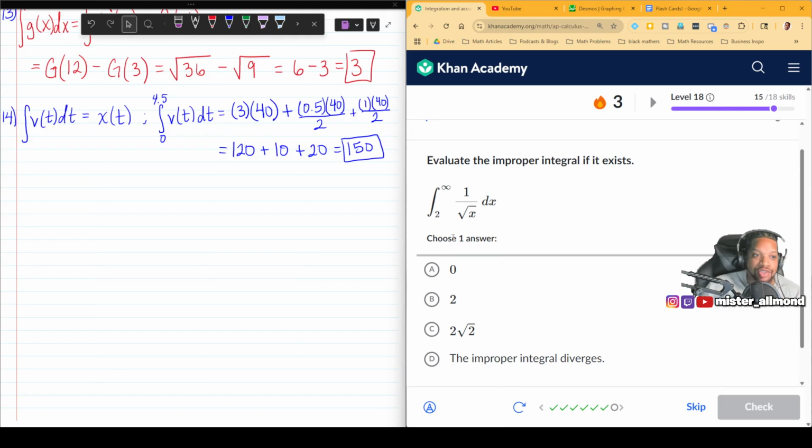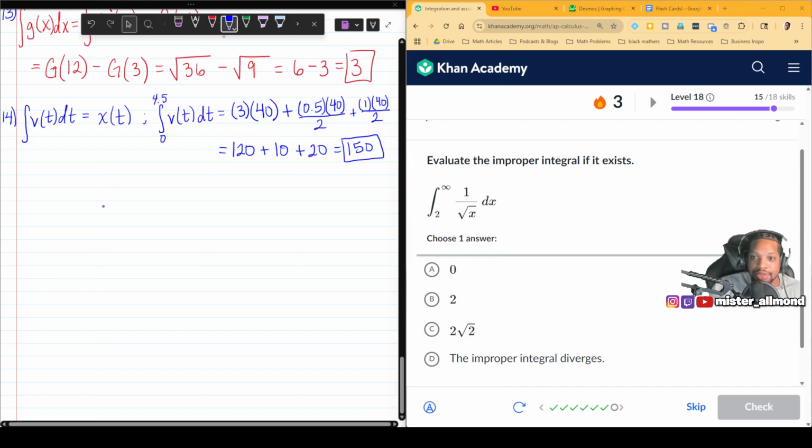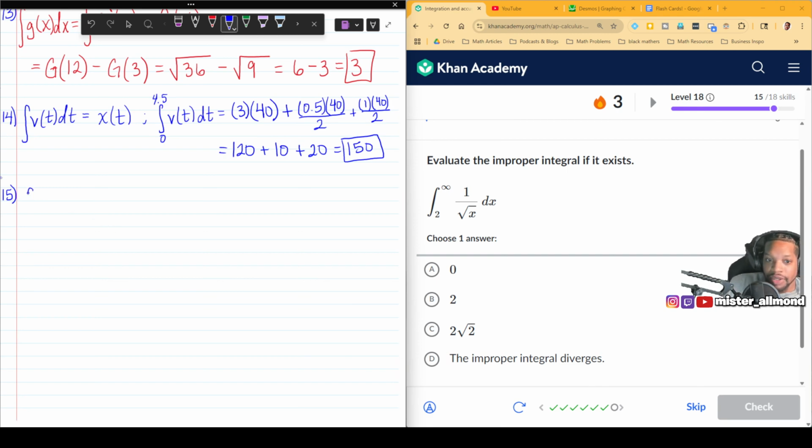Improper integrals. I don't have the most experience doing these, but I feel like we can get it. Okay, so they want us to evaluate the integral from 2 to infinity of 1 over the square root of x dx. It diverges. Super delicious. Tell me if this is correct or not, because I'm in the process of learning BC.